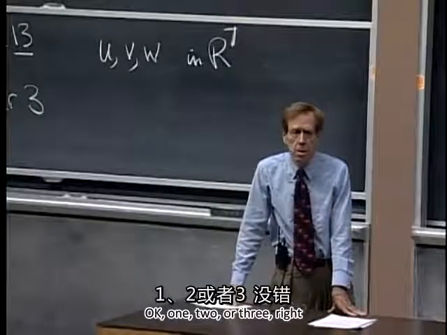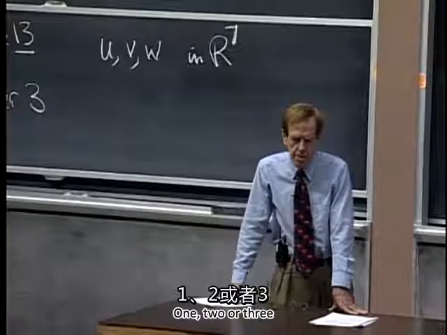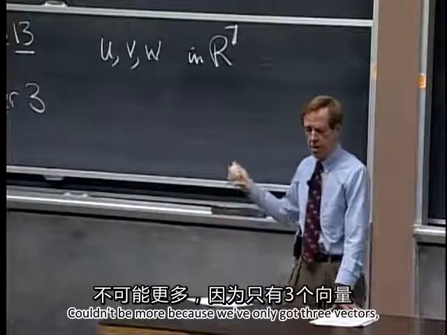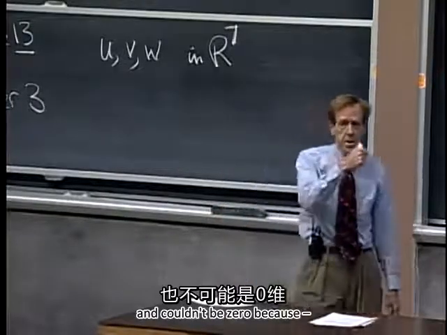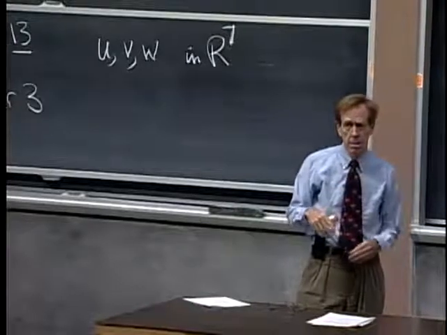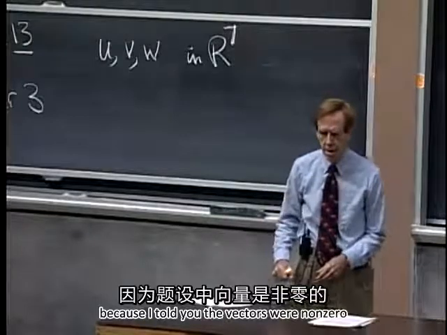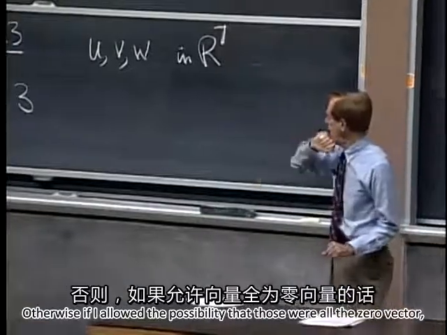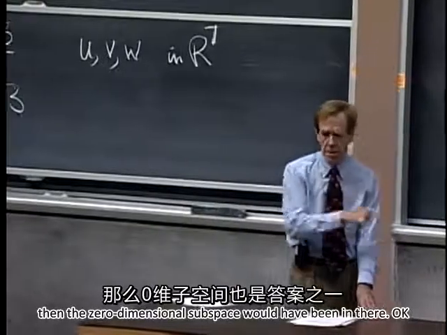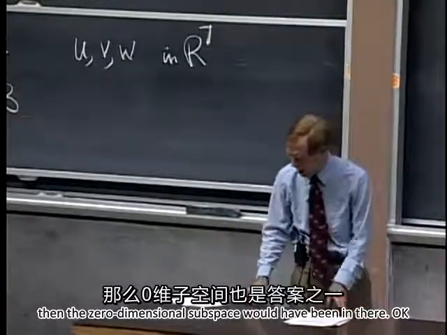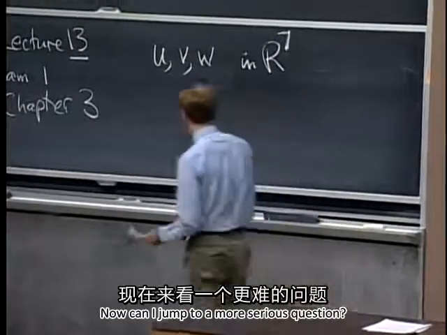Okay, 1, 2, or 3. Right. Couldn't be more because we've only got 3 vectors. And couldn't be 0 because I told you the vectors were non-zero. Otherwise, if I allowed the possibility that those were all the 0 vector, then the 0-dimensional subspace would have been in there. Okay. Now, can I jump to a more serious question?